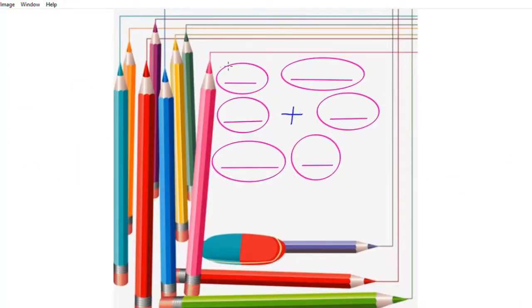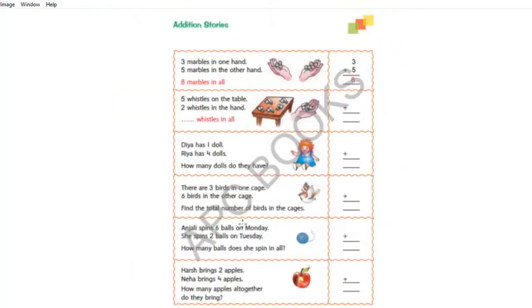The words we use for addition are add, addition, plus, sum, all together, total. Many words for addition. So let's see how we can solve our word sums.